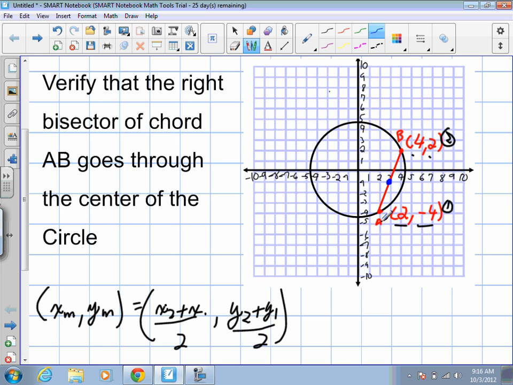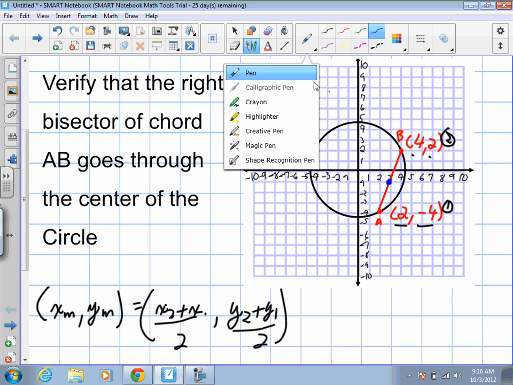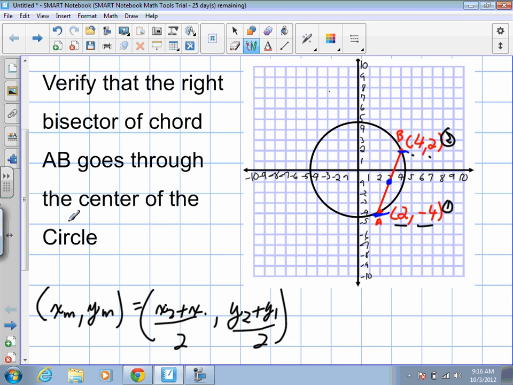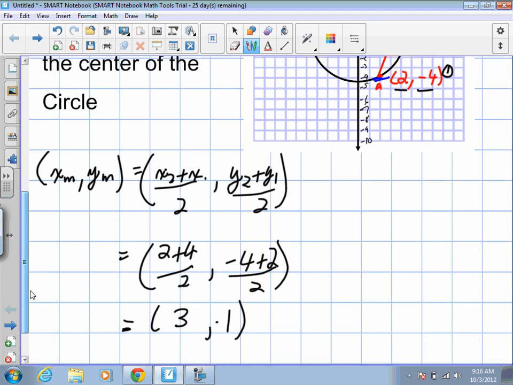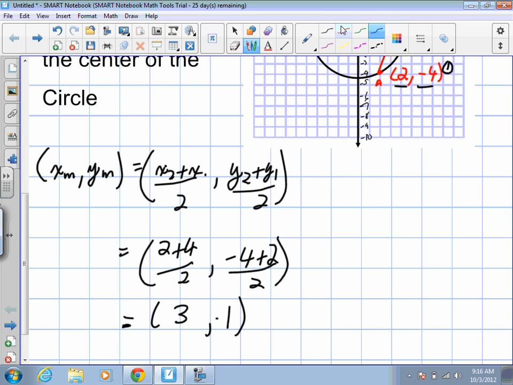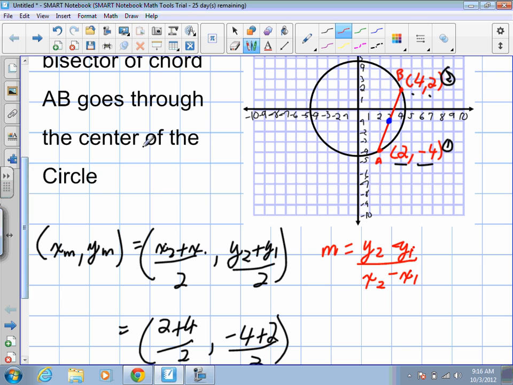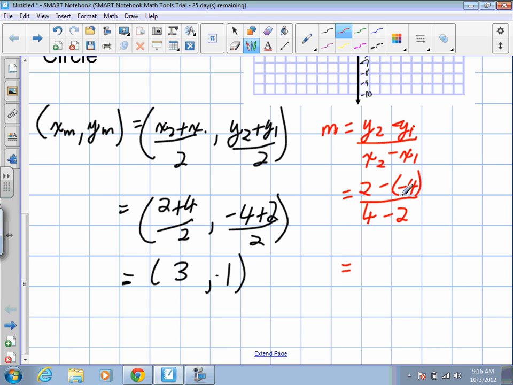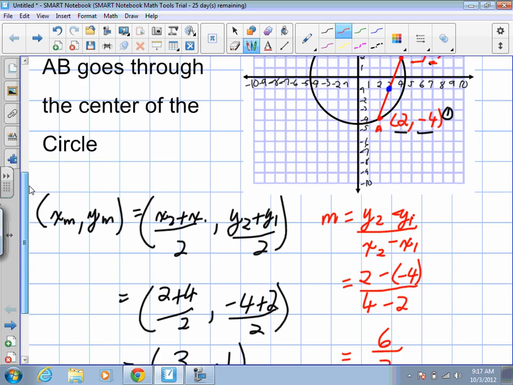Perfect. Now, the next thing we have to do to find a right bisector is we need to find the original slope of AB and then transfer the slope to be a negative reciprocal. So again, we use those same coordinates, but this time we're going to use our slope formula. Recall that slope, or m, is equal to y2 subtract y1 divided by x2 subtract x1. So again, we look at our coordinates quickly. y2 is 2. y1 is negative 4, so we subtract negative 4. And then x2 is 4, and we subtract 2. This will give us our slope. What is 2 subtract negative 4? Good. 4 subtract 2? Our slope is 3. So the slope of the original chord AB is 3.